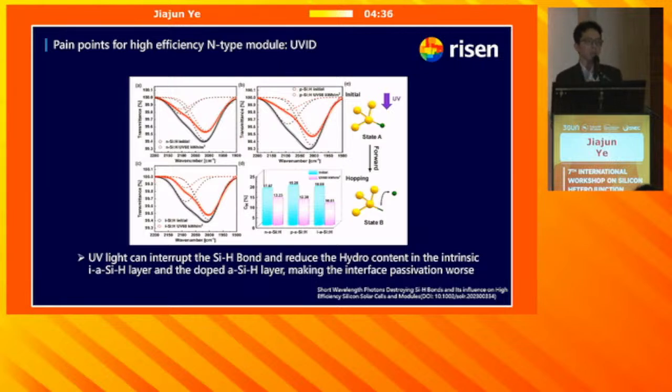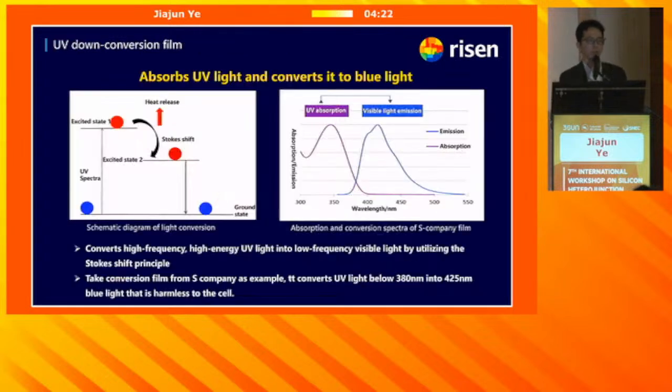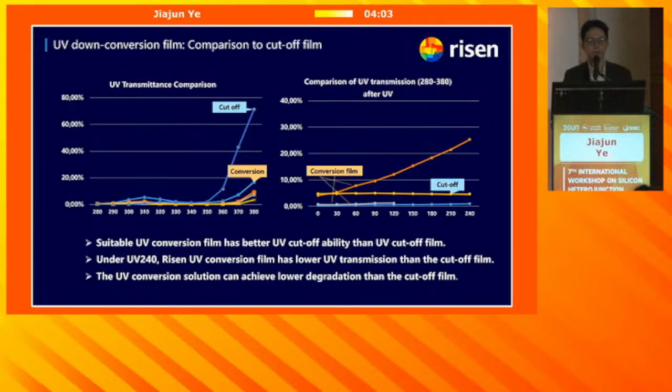In the past, we used to use UV cut-off films, which just block UV light but do not utilize it. But for heterojunction technology, we know that the utilization of the UV light part is very low, not like TOPCon. Thus, by introducing the UV down-conversion film, we can convert the UV light into visible blue light and utilize part of the energy to improve not only reliability, but also the efficiency.